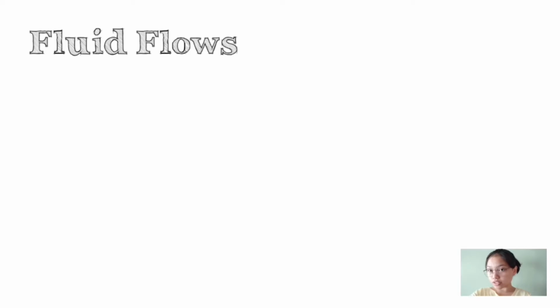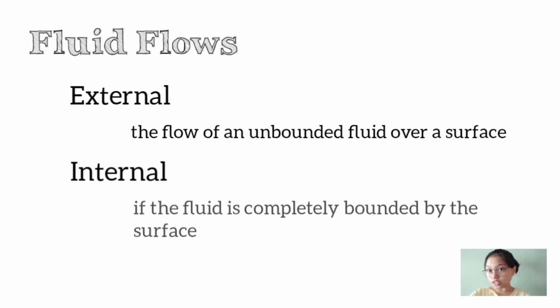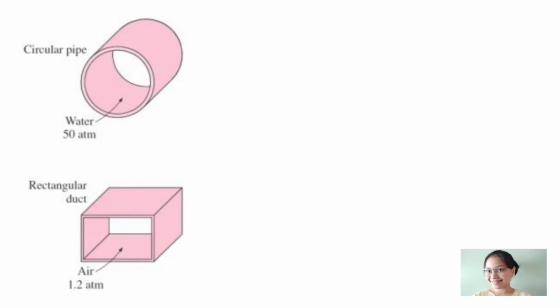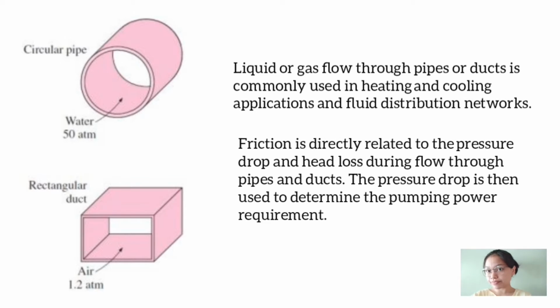Fluid flows have two classifications: external, which is the flow of an unbounded fluid over a surface, and internal, if the fluid is completely bounded by a surface. Liquid or gas flow through pipes or ducts is commonly used in heating and cooling applications and fluid distribution networks. Friction is directly related to the pressure drop and head loss during flow through pipes and ducts.